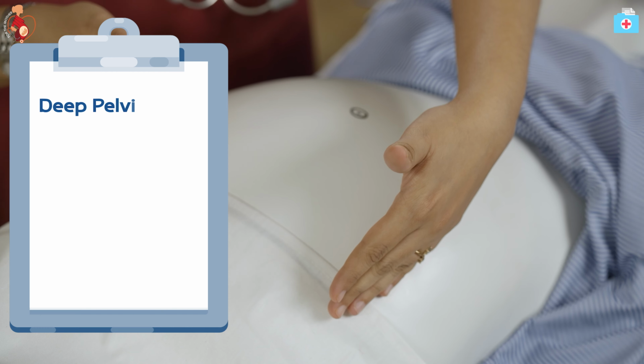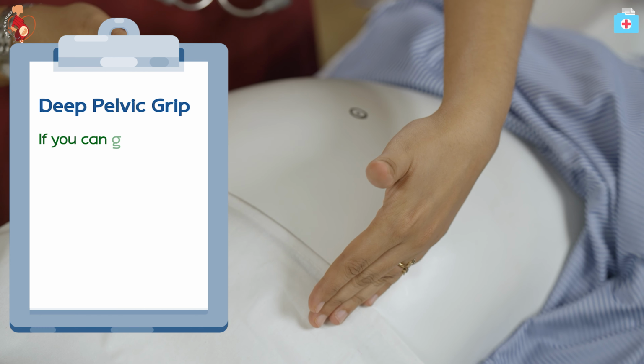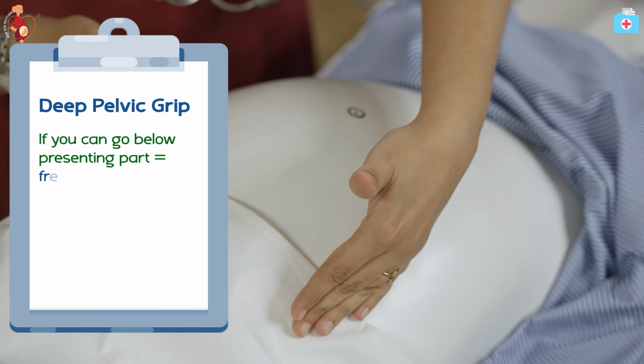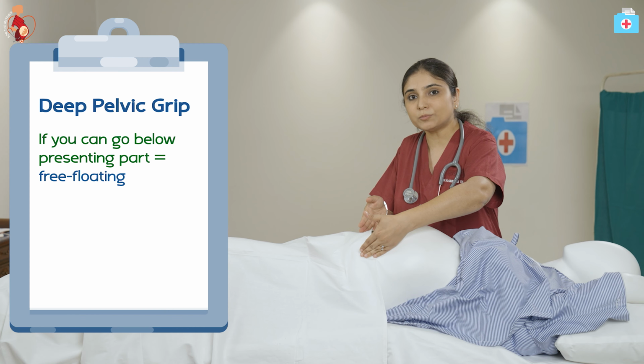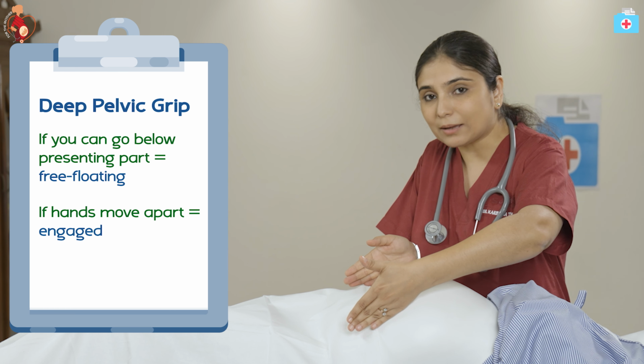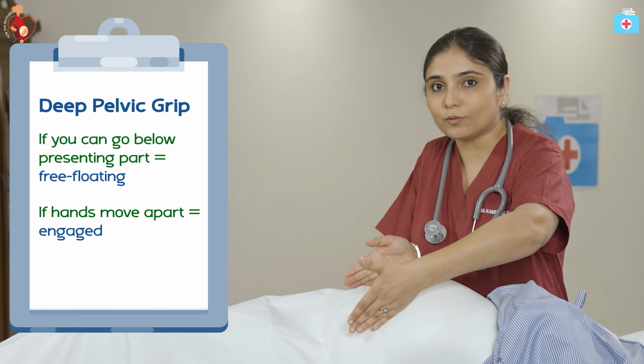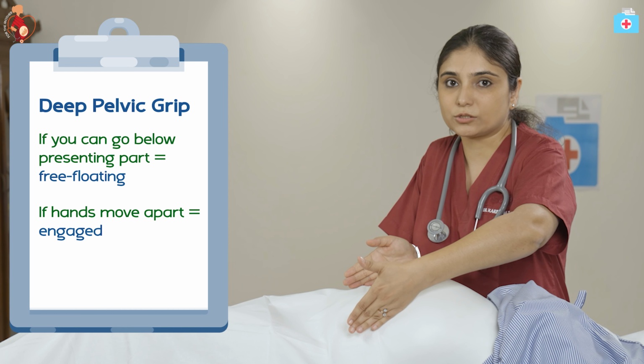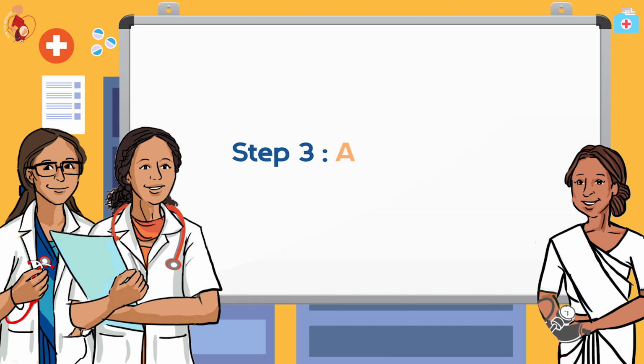If the presenting part is not movable, then it is suggestive of the presenting part being engaged. In the deep pelvic grip, if the examiner is able to go below the presenting part, it is suggestive of the presenting part being free floating. But if the hands of the examiner diverge, that is suggestive of the presenting part being engaged. The next part is auscultation.